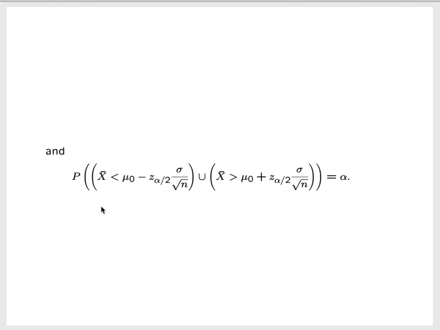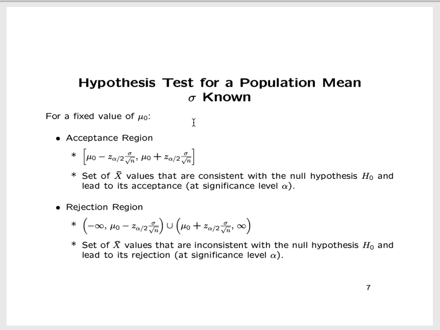And by the complement rule, the probability that x bar takes on a value outside of that interval, either less than the lower endpoint or greater than the upper endpoint, will therefore be alpha. And so for a fixed value of the hypothesized value, mu sub 0, we have what we would call the acceptance region for the test. This is the set of values of x bar that are consistent with the null hypothesis and lead to its acceptance at a significance level of alpha.